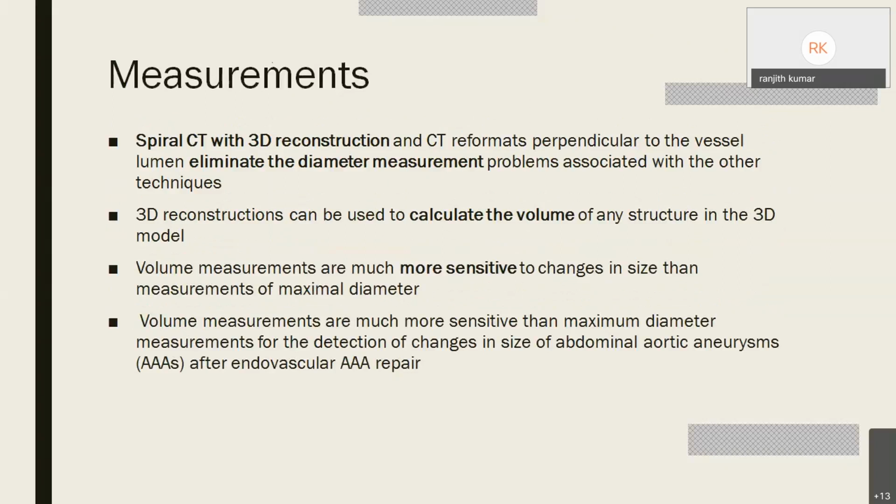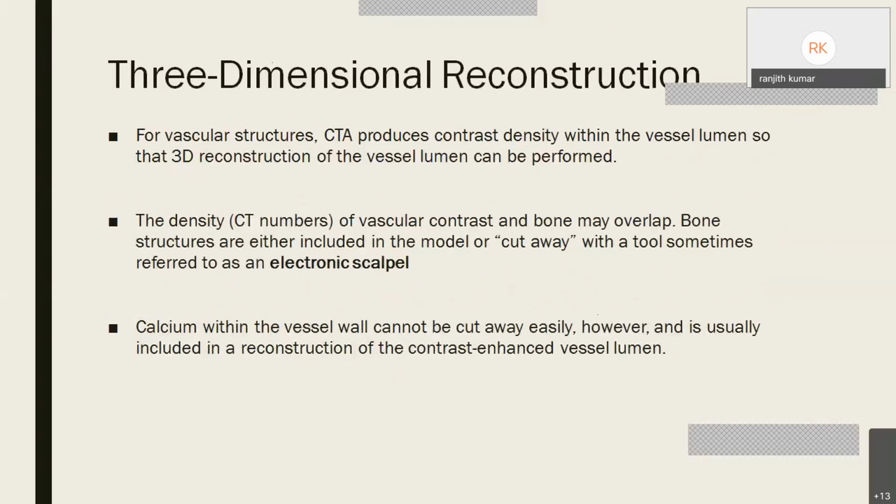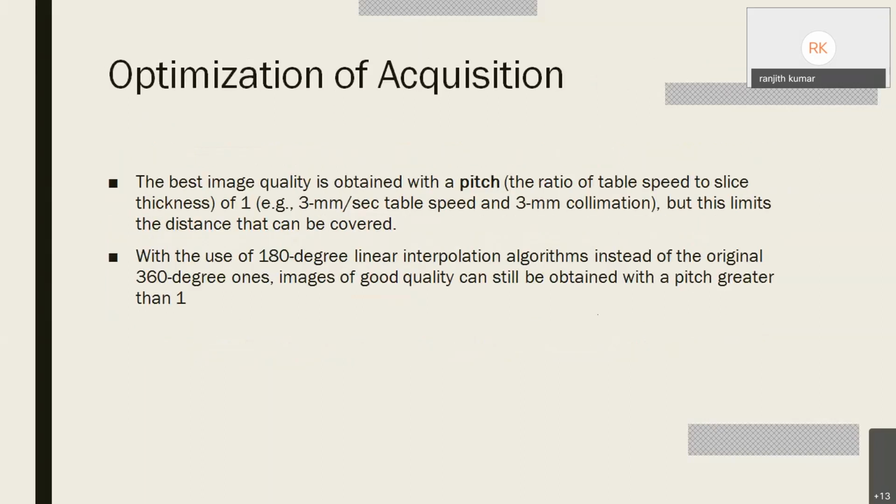So coming to the reconstruction, here there is bone overlap over the vascular structures, which can be cut away with an electronic scalpel, but the calcium within the vessels cannot be cut away easily, and it can also be visualized on the contrast enhanced CT angiography. A best quality image acquisition can be obtained by an equal ratio of table speed and slice thickness, or if time is short, it can even be obtained in a lesser time by increasing the pitch.